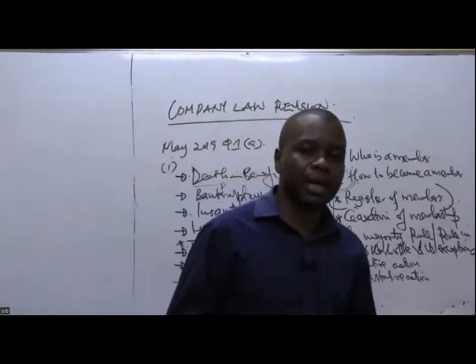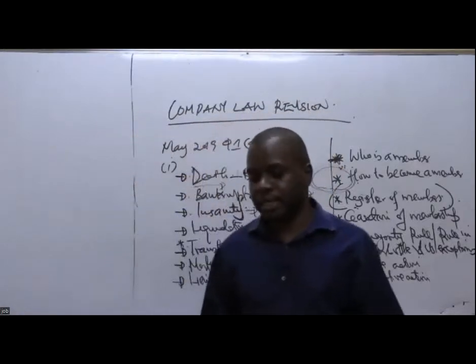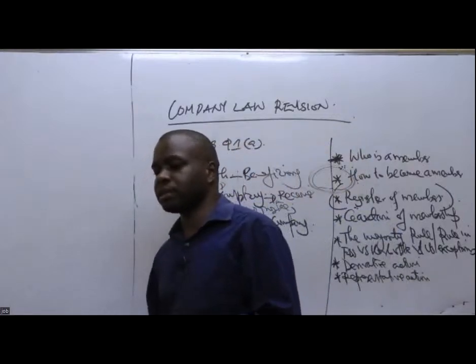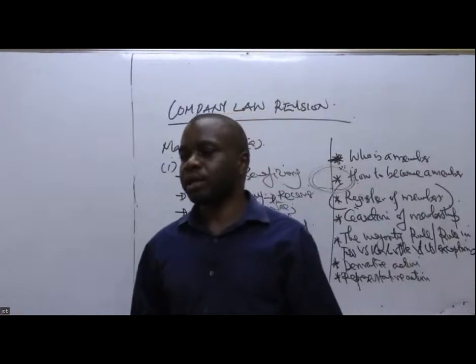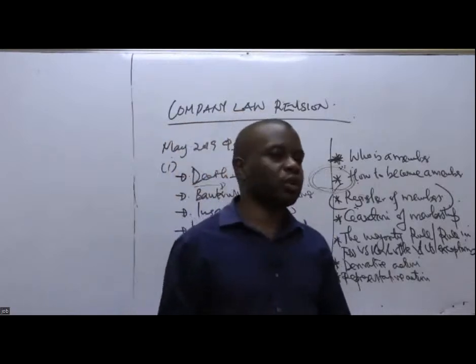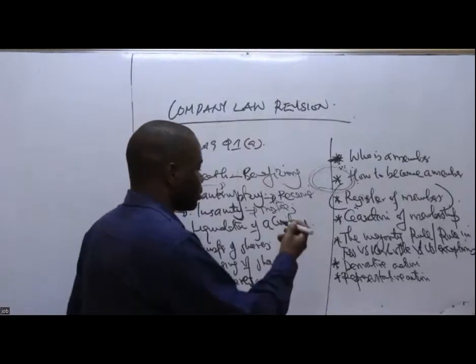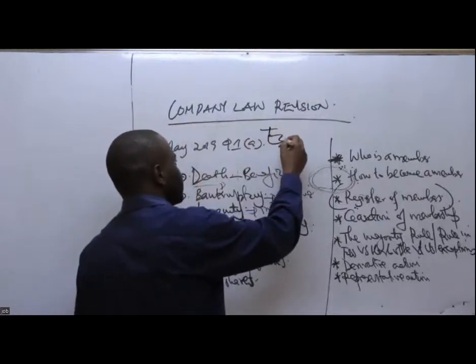If your name appears in the register of members by mistake, you cannot deny that during that particular period in which you participated as a member, when your name was appearing by mistake, you are not a member of the company. Through the doctrine of estoppel.